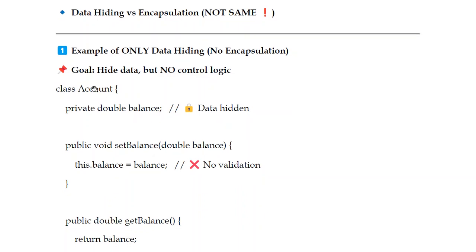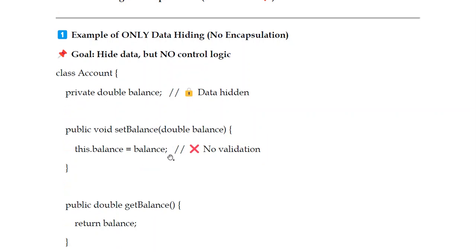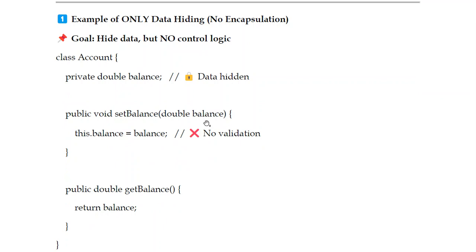What's the goal of data hiding? Hiding the data, but no control logic. See here, data is hidden, that's it. The method is available, but there is no validation. Anyone can pass a value to the method and update it, even if it is wrong. Even if I give the balance as minus 50,000, it will add it.